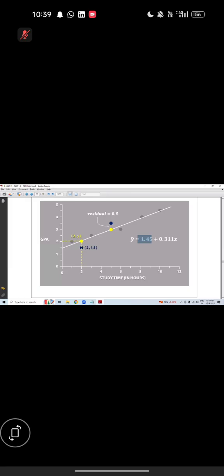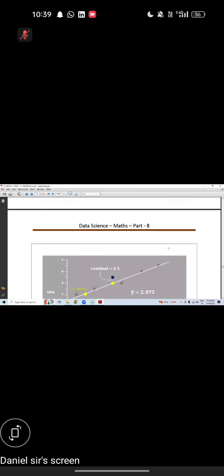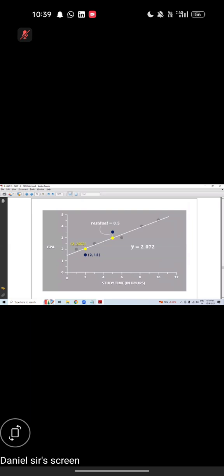What is the X value? 2. Then let us substitute here. Let me substitute, then you will get an idea. This one is the Y cap value. Now, what is the residual formula? Can you tell me what the actual value is? 1.5 minus 2.072. 0.72. Okay, this is the residual.